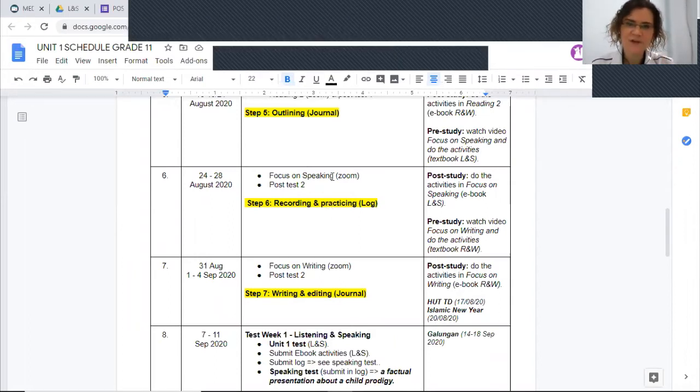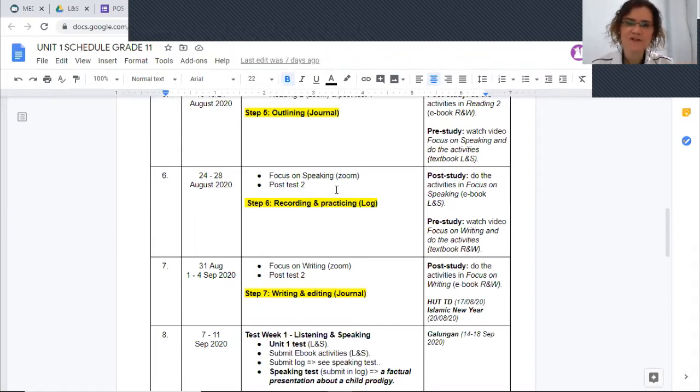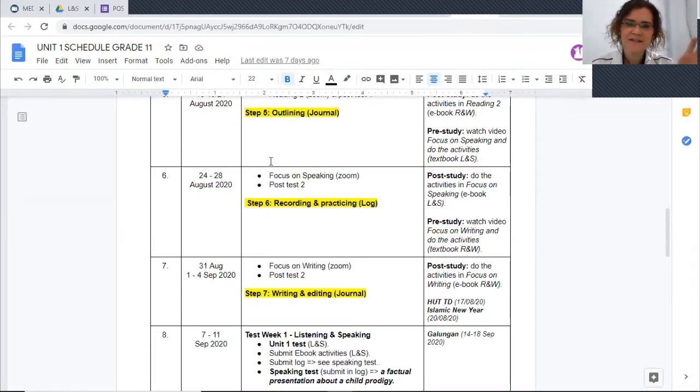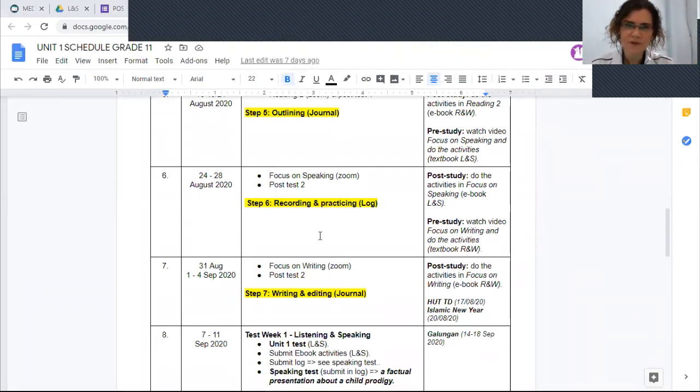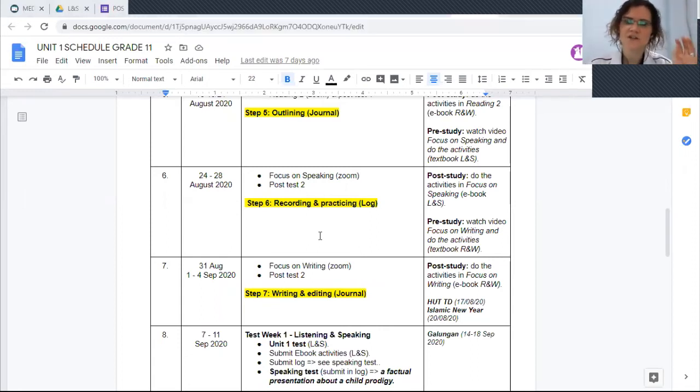And so today we're gonna finish the last part of Unit 1, focus on speaking. And after the meeting, you will do a post-test, which you can access by going to the ebook of listening and speaking. Just only go to the contents, don't scroll through the book, that's confusing. Just stay in the contents, go to Unit 1 and scroll down to the announcement of post-test 2, just click it and it brings you exactly where you need to be.